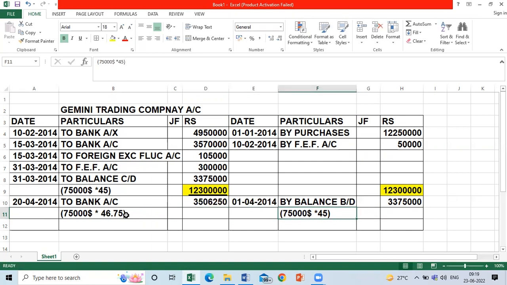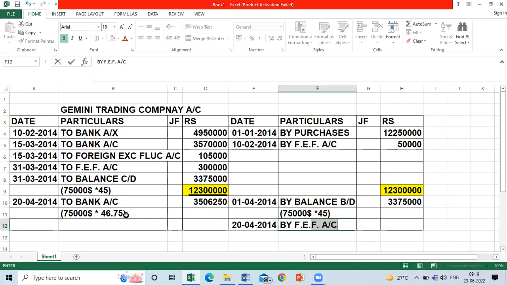$75,000 at what rate? 45. But we made the payment at 46.75. We paid 1.75 rupees more. Paying more is a loss. If it is a loss, what will the foreign exchange fluctuation account be? Debit. And the concerned party account? Credit. So I'll pass the entry on the credit side on 20th April.